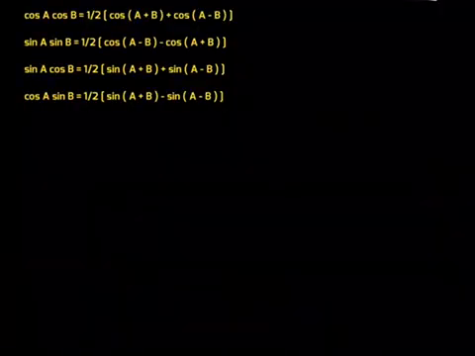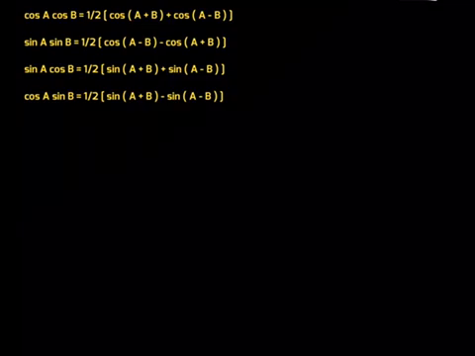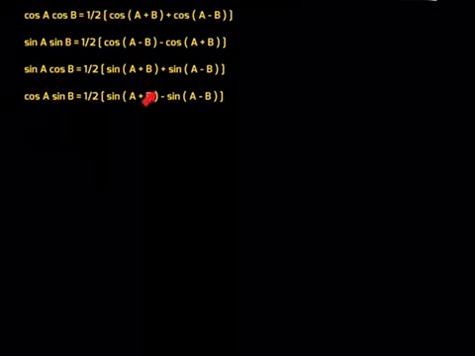Okay, what I did for you is I wrote down all 4 of your product to sum identities. All the left-hand sides are products, and all the right-hand side expressions are sums. So these are product to sum identities, and there are 4 of them. This is the one that you and I derived, and all of the other 3 are derived very much the same way.